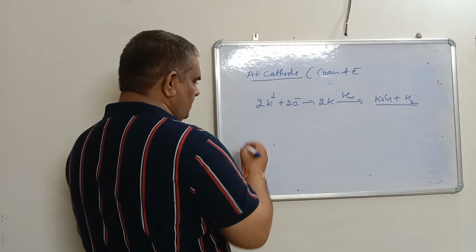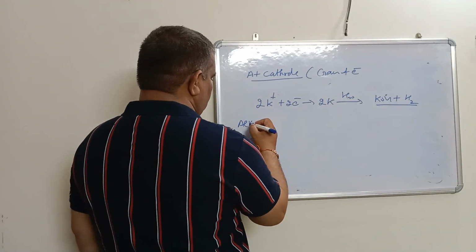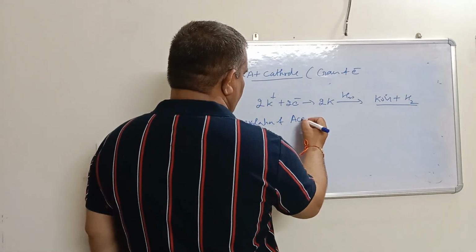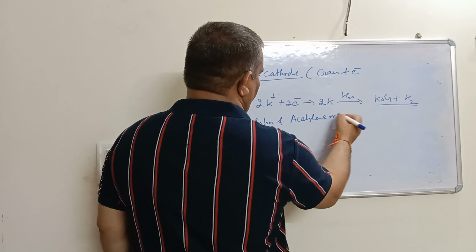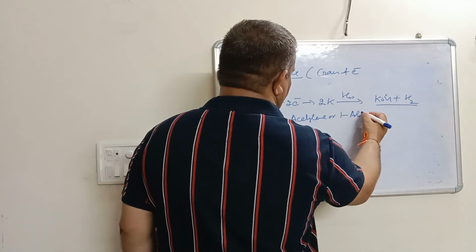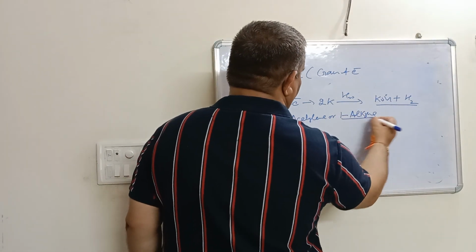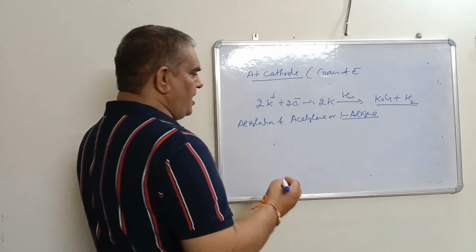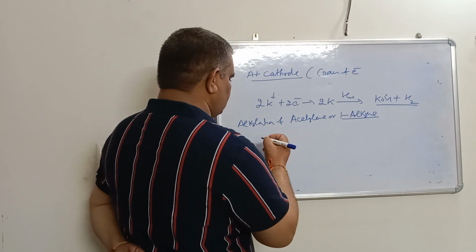Next method is alkylation of acetylene. The 1-alkyne, also called terminal alkynes, and higher alkynes can be prepared by the reaction of acetylene.